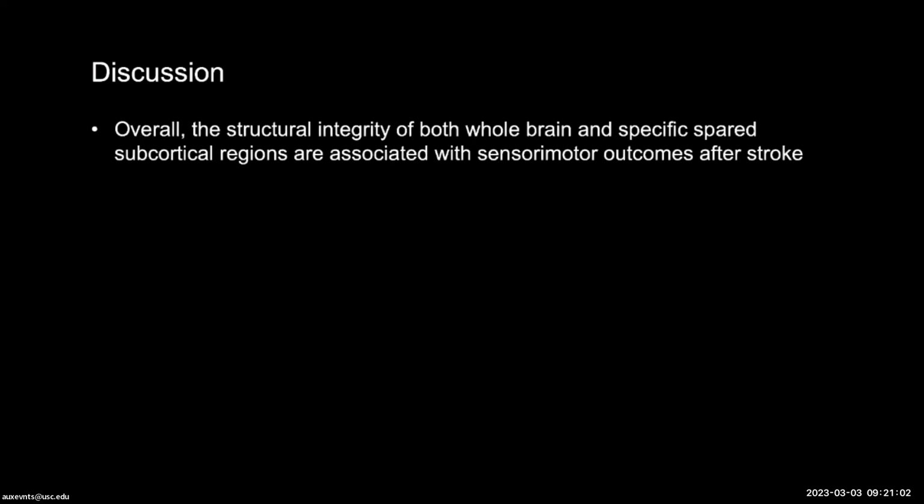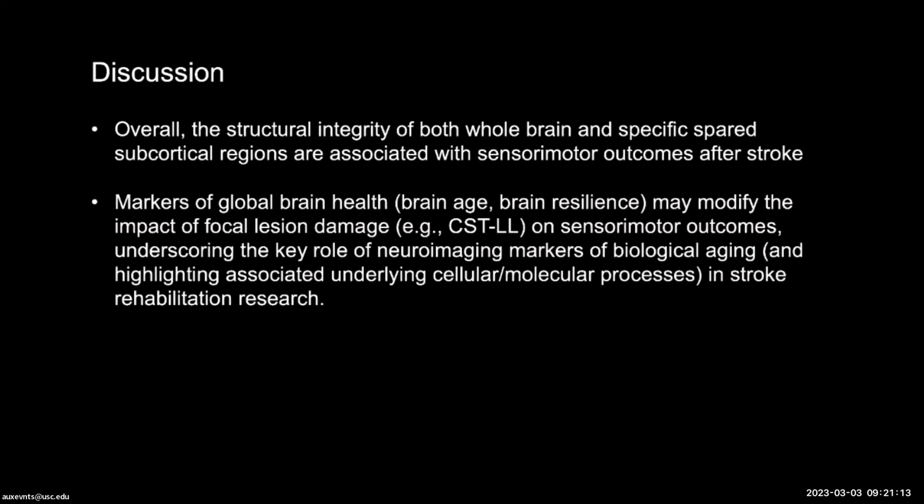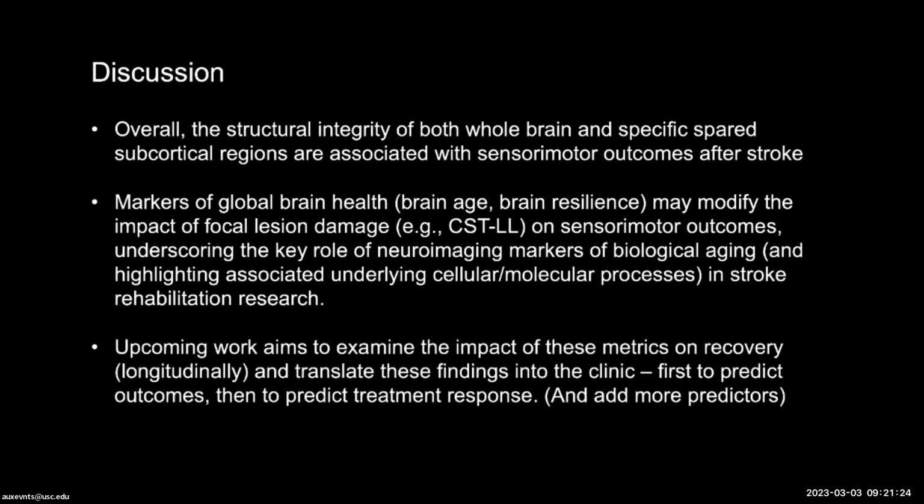So overall, I hope we've shown a little bit that with this computational approach, we can identify that structural integrity of both whole brain and specific spared regions are associated with sensory-motor outcomes, and that markers of global brain health modify the impact of focal lesion damage on outcomes, which I think underscores a key role for markers of biological aging. Our upcoming work aims to examine the impact of these metrics on recovery, both longitudinally and to translate these findings into the clinic, first to predict outcomes and then to predict treatment response. We're doing that now with clinical data, which I think is important for making this actually viable.